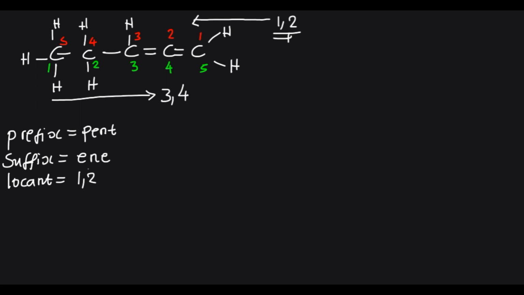Then from there, we are going to look at how many double bonds we have. So from the structure, we can see that we have 2 double bonds. So whenever we have 2 double bonds, we are going to use di. So that's a pattern: di is 2 double bonds, tri is 3 double bonds, tetra is 4. So that's a pattern that you need to have in mind.